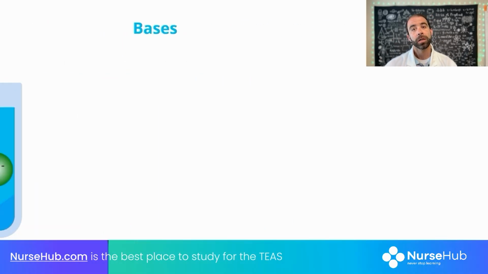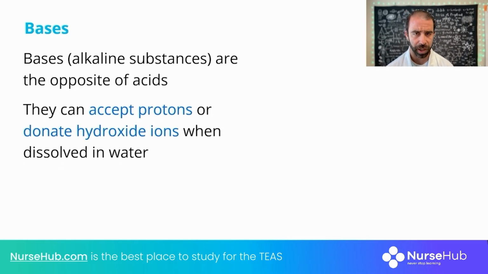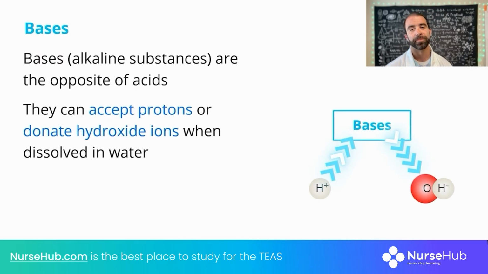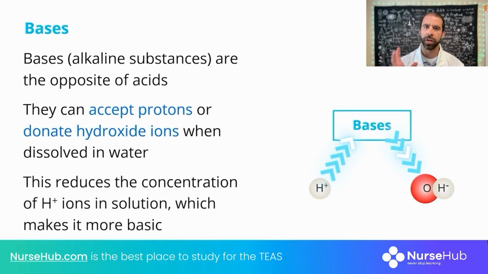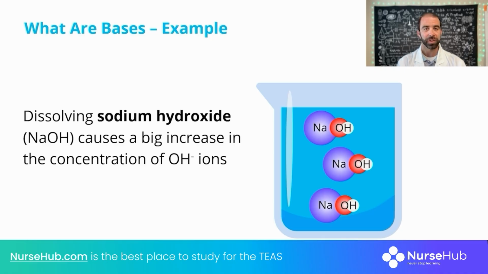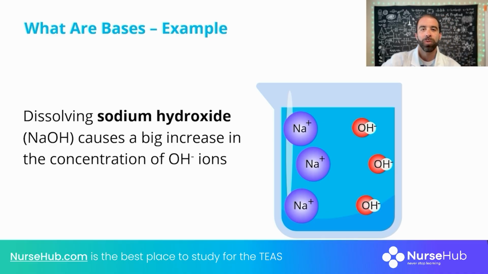Bases, also known as alkaline substances, are the opposite of acids. They are substances that can accept protons or donate hydroxide ions when dissolved in water. This reduces the concentration of H+ ions in solution, which makes it more basic. An example of this is sodium hydroxide. When you dissolve sodium hydroxide, NaOH, it breaks apart into an Na and an OH ion, which causes a big increase in the concentration of OH ions.